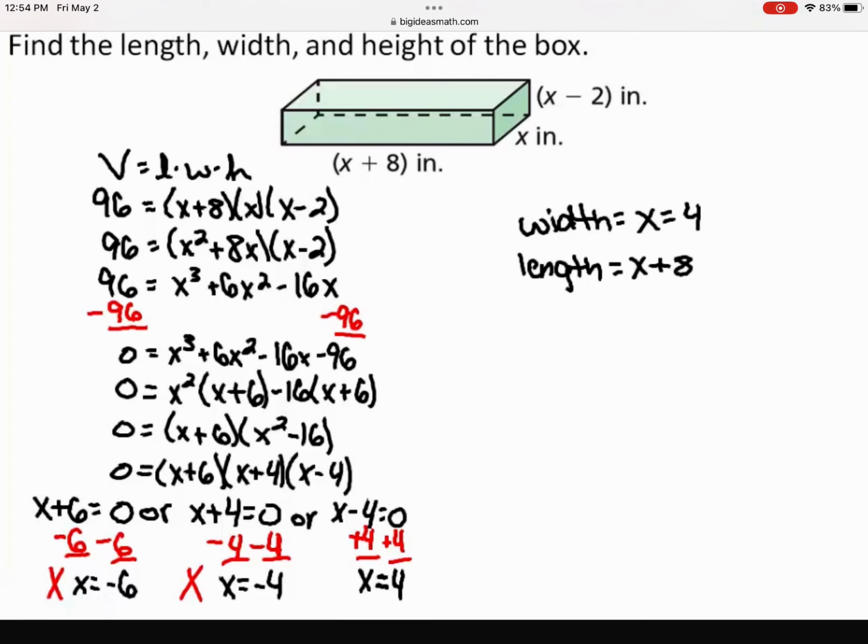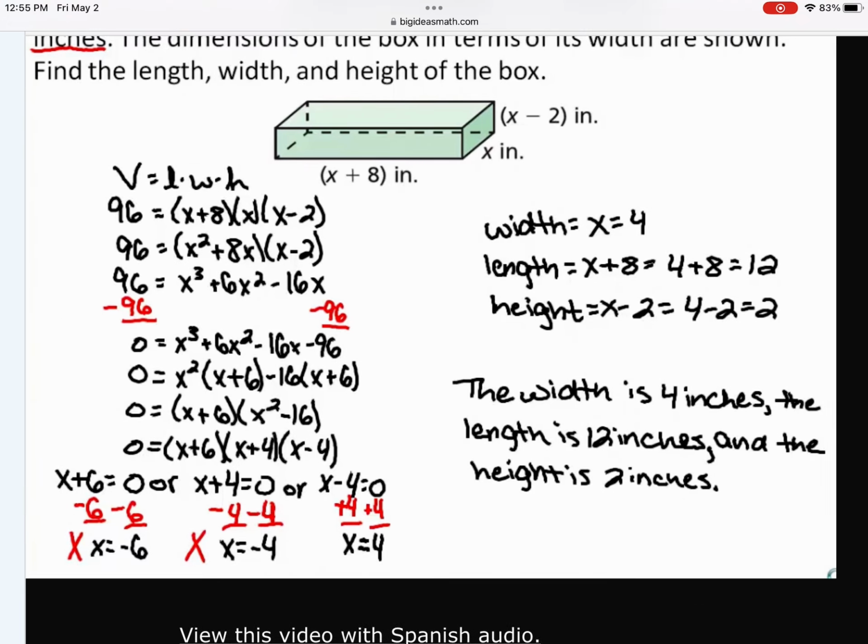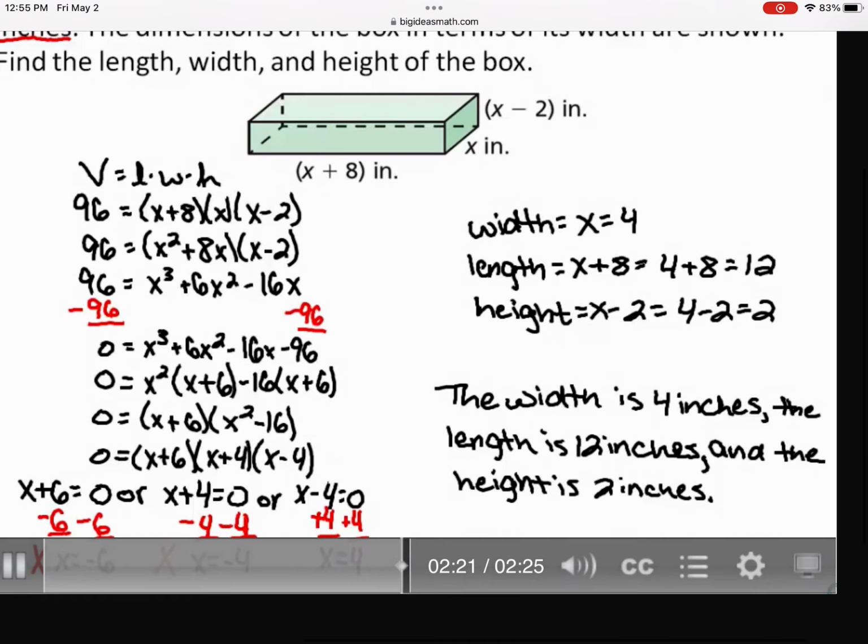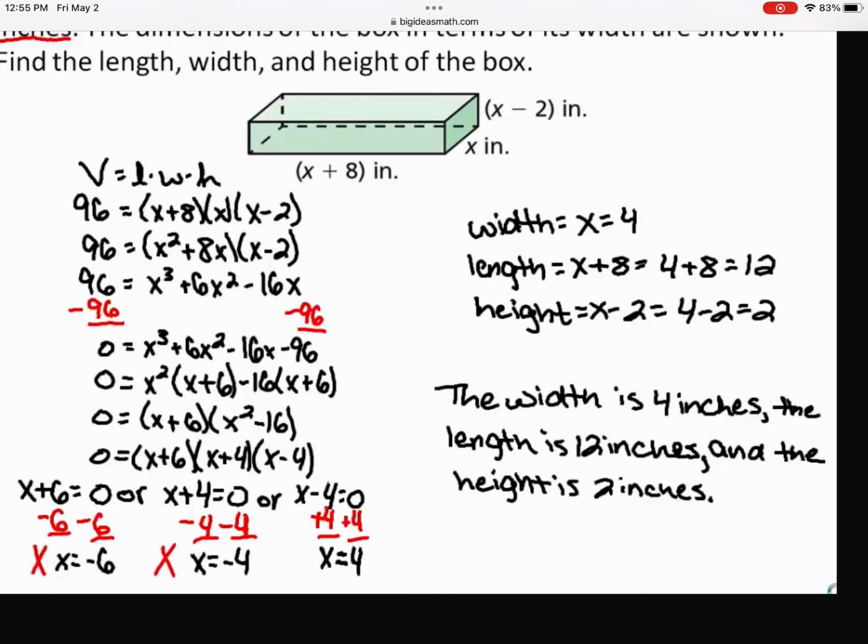The length equals x plus 8. Substituting 4 for x, you get 4 plus 8, which equals 12. The height is x minus 2. Substituting 4 for x, you get 4 minus 2, which equals 2. So the width is 4 inches, the length is 12 inches, and the height is 2 inches.